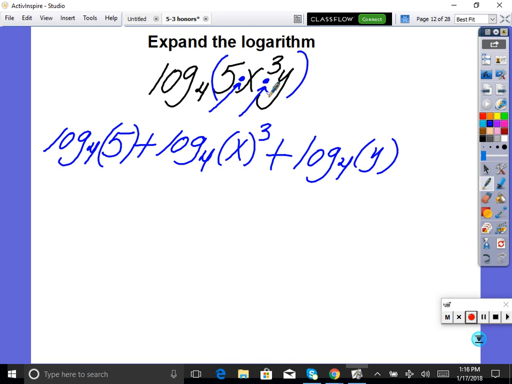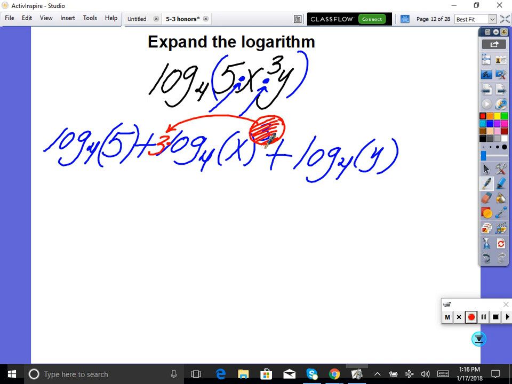Everybody good? And then yes, we're not done, because expanded completely would be all properties taken care of. So this 3's got to come in front. That's what an exponent does, multiplied in front. So then I'm just going to scribble that out because I don't want to rewrite it. So there would be our final answer. That would be expanded all the way down.